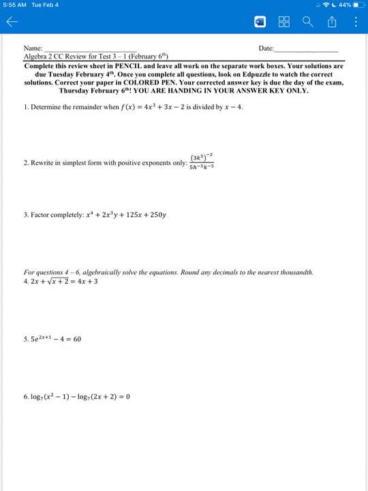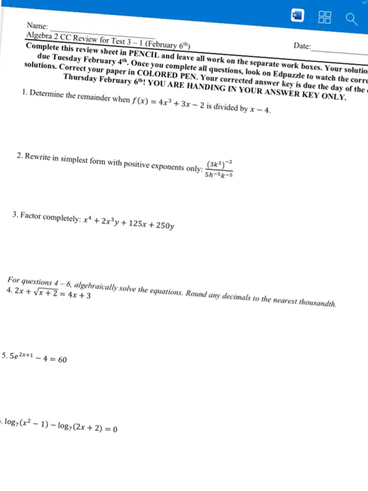Alright guys, so we're going to start reviewing for your first test of the third quarter. So it's a fresh start. For number 1, determine the remainder when f of x is divided by x minus 4.